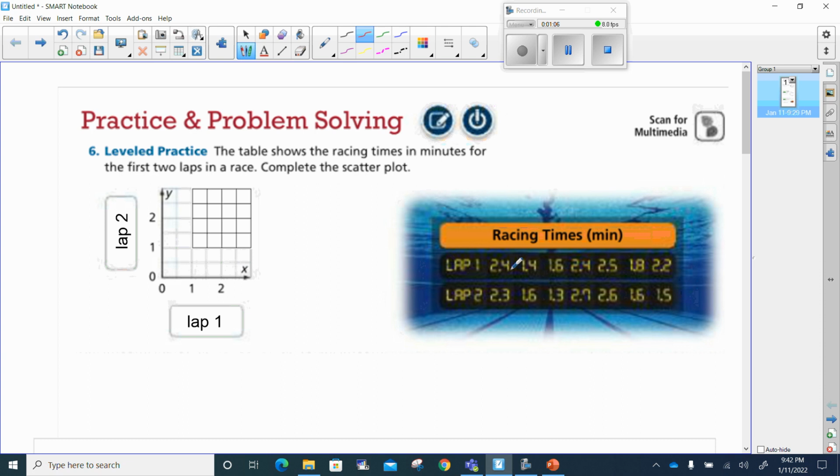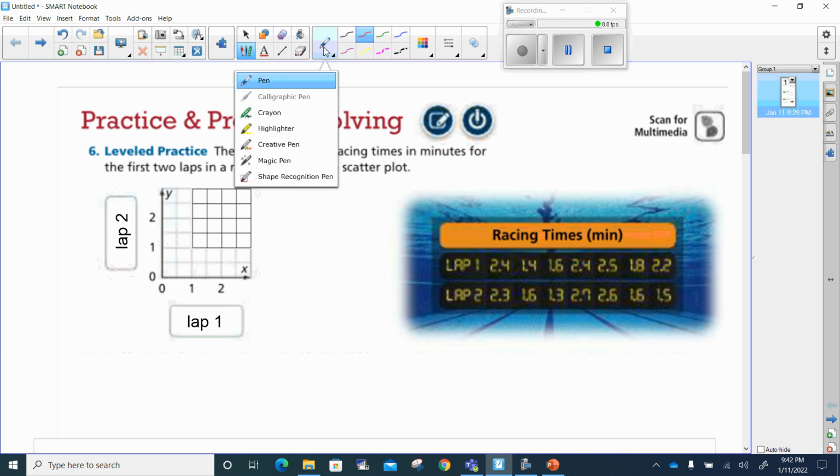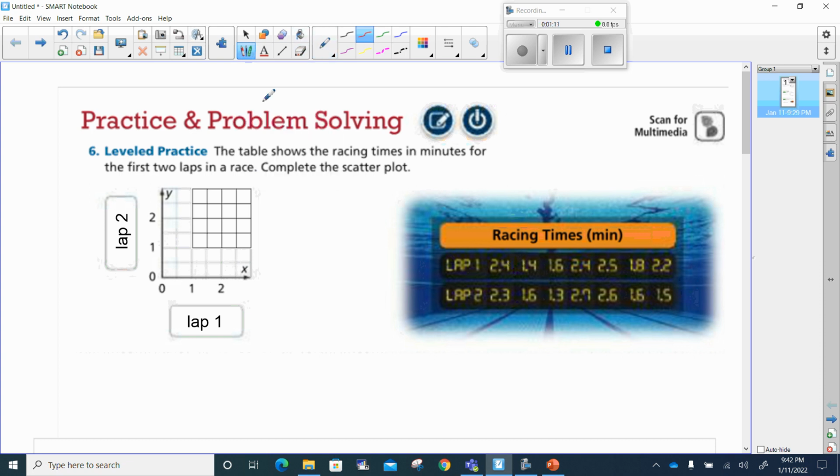First of all, we have 2.4 and 2.3. So if I'm making dots here, 2.4 will be about here, and 2.3 will be about here. All right. Next, we have 1.4 and 1.6. 1.4 will be here. 1.6 will be about here. And now 4 is going to be right before 1.5, and 6 is going to be right after 1.5.